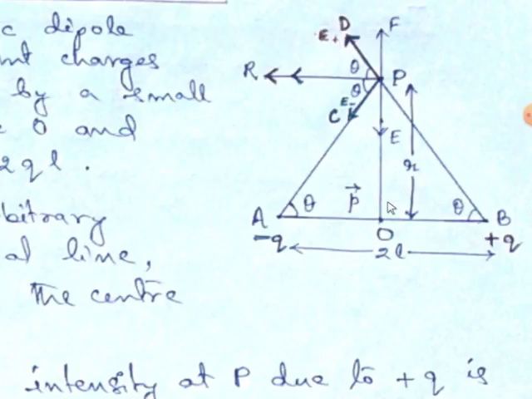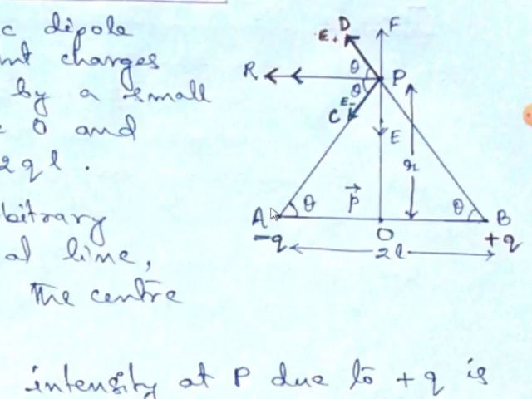Let this point of observation P be at a distance r from the middle point of the electric dipole. Now to find the electric field E at this point P, you need to join AP and BP as shown in the figure. When you think of the electric field due to the negative charge minus q at A, we have to assume that there is a test charge at point P.